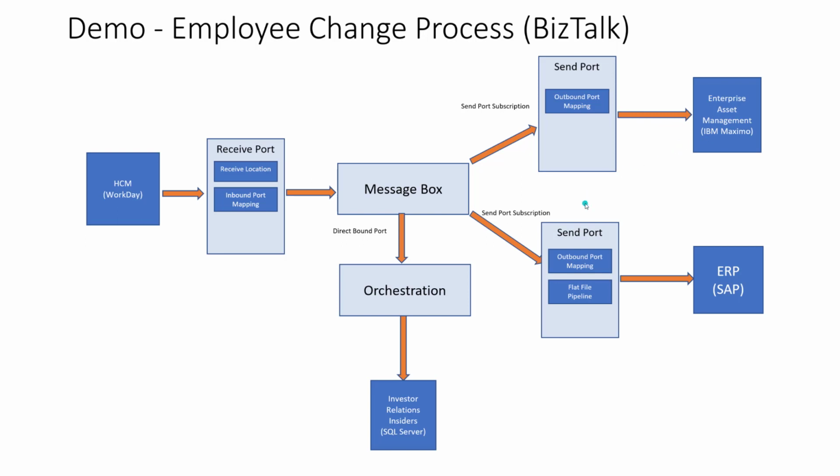Similarly, we might need to also inform the ERP system for perhaps payroll, and we can do something similar where we have a send port subscription, provide some sort of outbound port mapping. In this case, we'll also include a flat file pipeline, and we could go ahead and send that to our ERP. So that's kind of the example that you've seen in BizTalk. I'm sure if you're a BizTalk developer, this will be quite familiar for you, so I'm not going to show you the demo itself, but this is the scenario we want to go ahead and address.